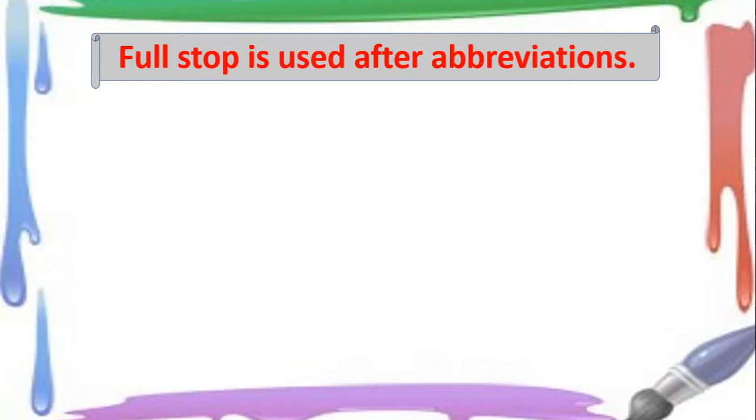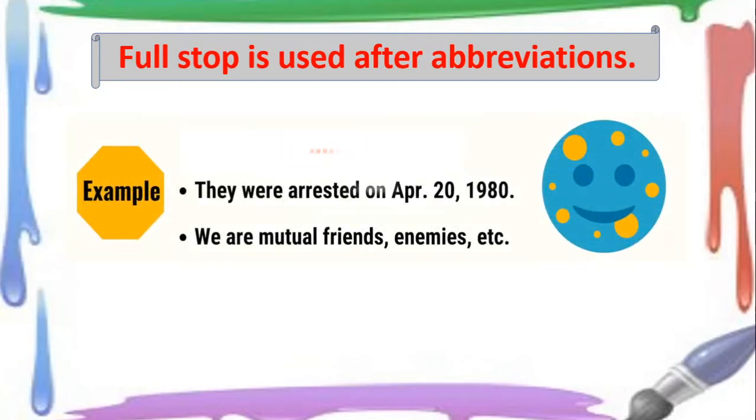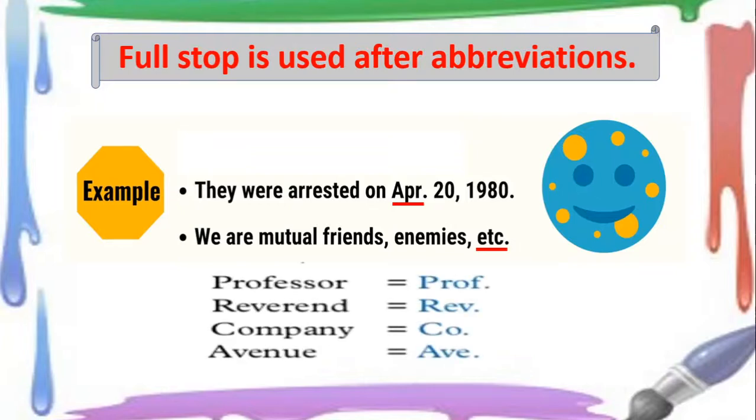Full stop is used after abbreviations too. Now abbreviation, like I told you just now, is a short form. Okay, they were arrested in April. Now for April they have written APR. So there is a full stop after that. So a full stop is used in abbreviations. In the second line you can see, we are mutual friends, enemies, etc. So instead of writing the full spelling of etcetera, they have written etc and a full stop. Alright, see. So full stops are used after abbreviations too.